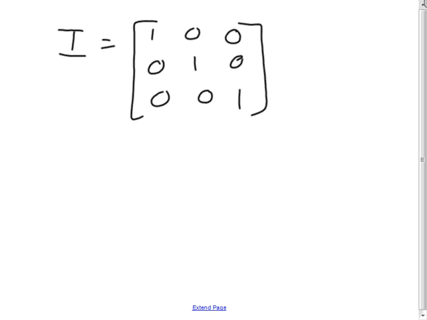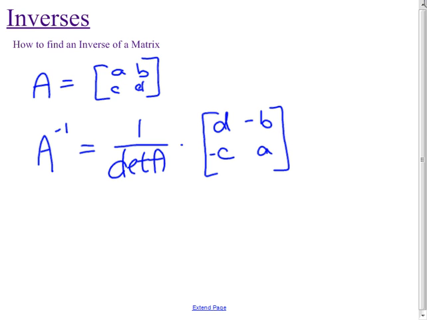So inverses, plain and simple, how do you calculate them? Take 1 over the determinant of the matrix, multiply it by that flipped around matrix, keeping in mind A and D switch spots, B and C change signs. In the next video, you are going to actually use the inverse to calculate your intersections.